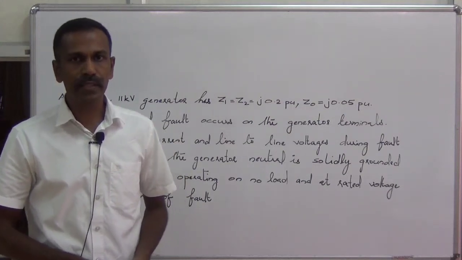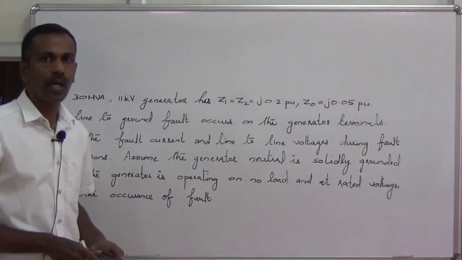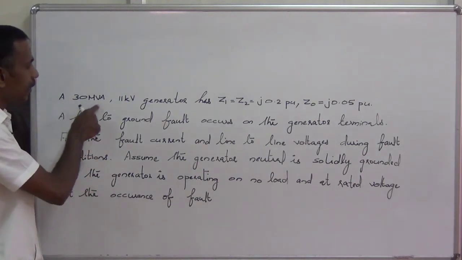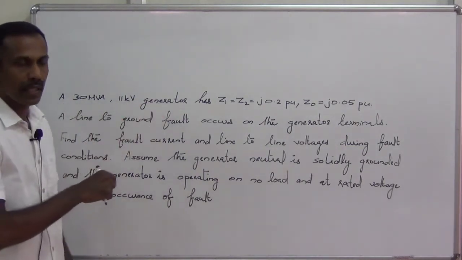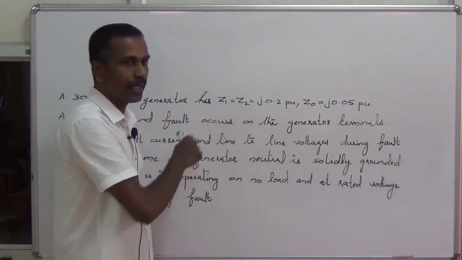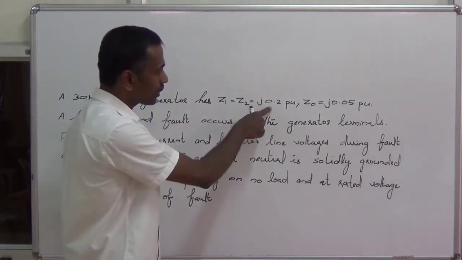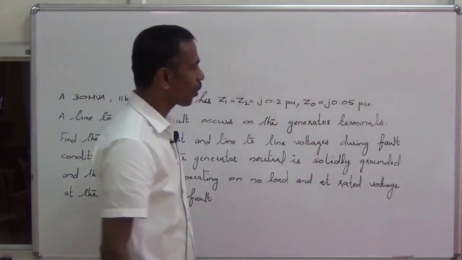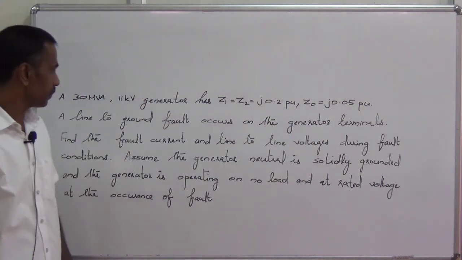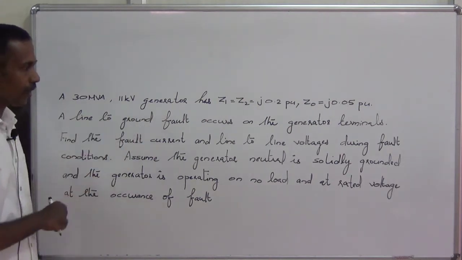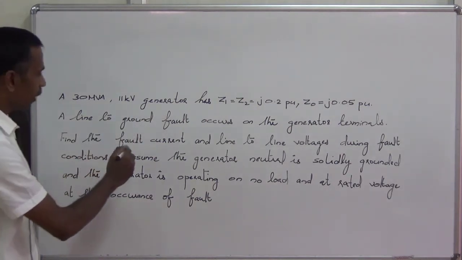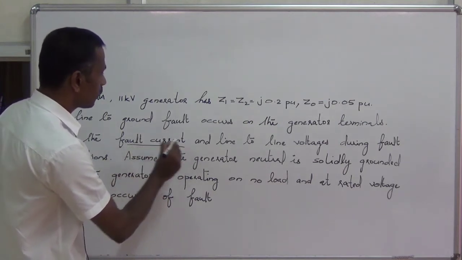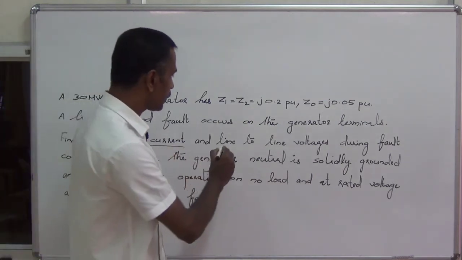Hi students, in today's class we shall solve a numerical problem on the single line to ground fault. A 30 MVA 11 kV generator has positive sequence and negative sequence impedance equal to J0.2 per unit. The zero sequence impedance is J0.05 per unit. A single line to ground fault occurs. We need to find out the fault current and the line to line voltages.